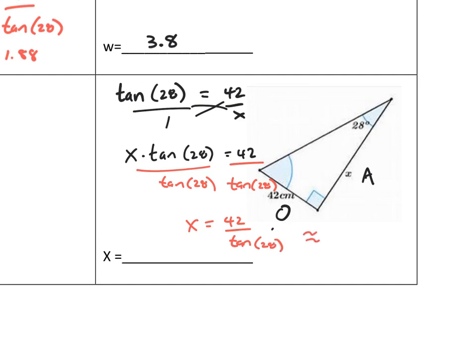So on my calculator, we're going to do 42. We're going to divide that by the tangent of 28. When I do, I get 78.99. Again, rounding this to the nearest tenth, that is around 79.